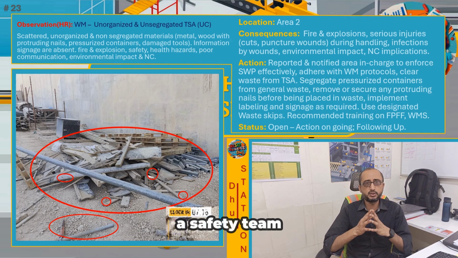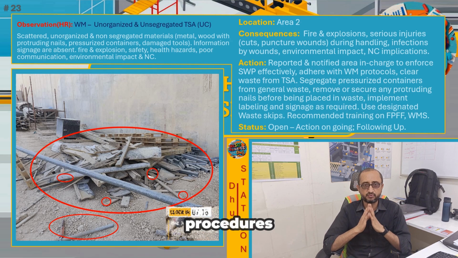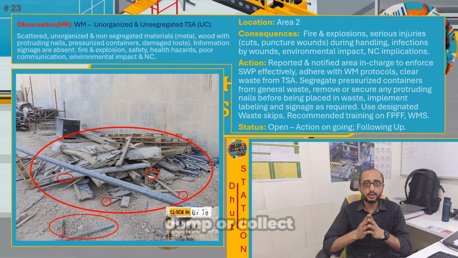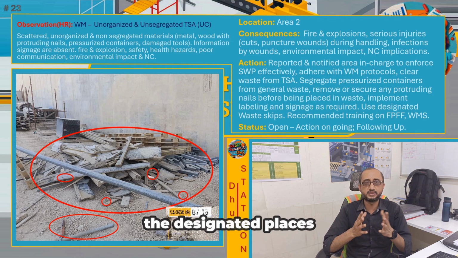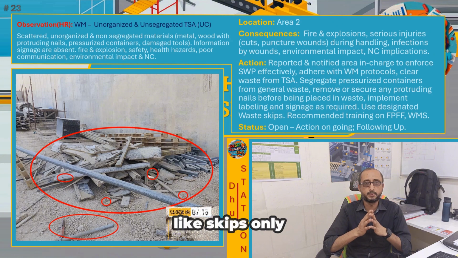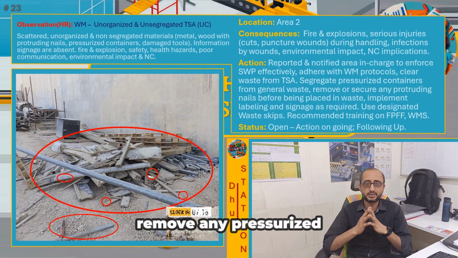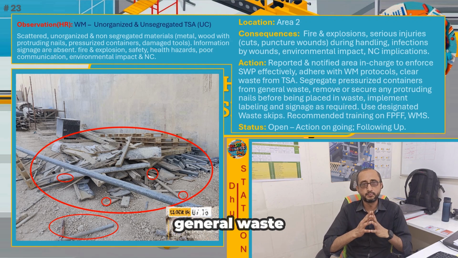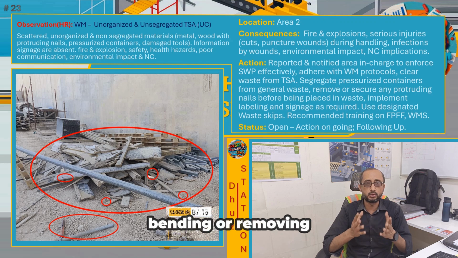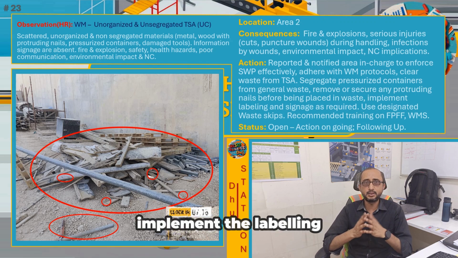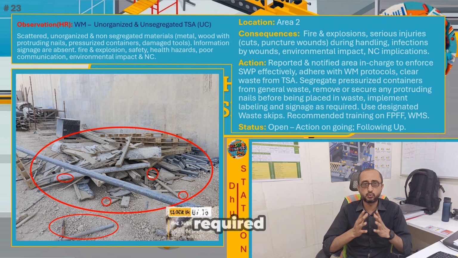Action taken: the safety team reported the issue and notified the area in charge to enforce the safer procedures effectively, clear the waste from the temporary storage area, dump or collect the waste into the designated places like skips only, comply with the segregation protocols, and remove any pressurized container from the general waste. Also, secure the protruding nails by bending or removing them. Implement the labeling and information as required.